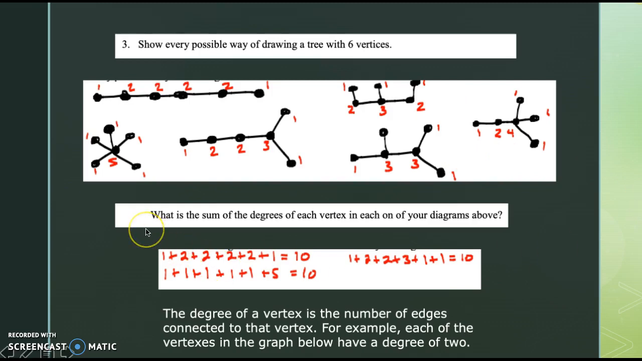And what is the sum of the degrees of each vertex in each of your diagrams below? So you just add them up. It does look like I forgot to put one right here. This is supposed to have a 1 there, of course. But as you add all of these up, and I didn't add all of them up, but you can see that if you have the same number of vertices, no matter how you draw out your tree, you're going to have the same sum of the degrees. So it's going to be 10 for all of these.